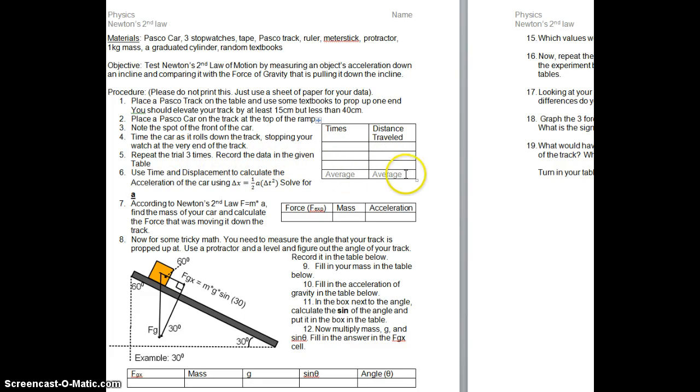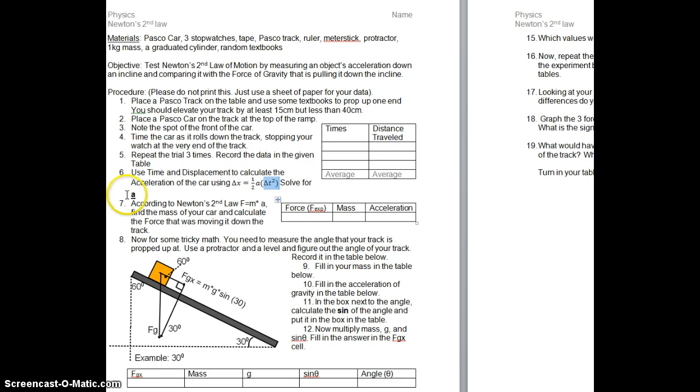Average those times. Then, use time and displacement to calculate the acceleration of your car: delta x. That's why it's important to pay attention to where your car started. Delta x equals 1/2 a t squared. You recorded those. Solve for a.